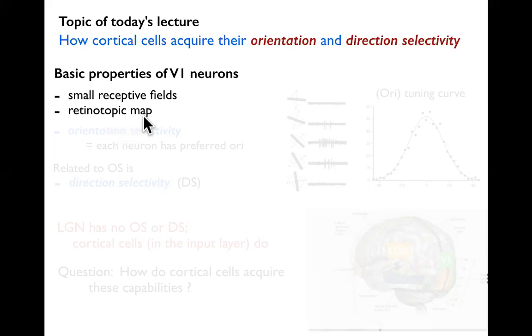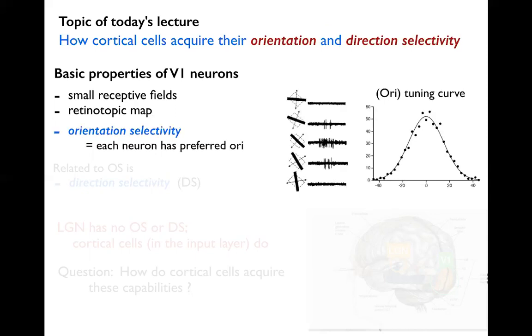And the second thing is that there's a retinal topic map, meaning essentially a one-to-one correspondence in a nice continuous way between your retina and the visual cortex. So the spatial locations are very well marked out in the visual cortex. It's like you had a map of what the retina sees.